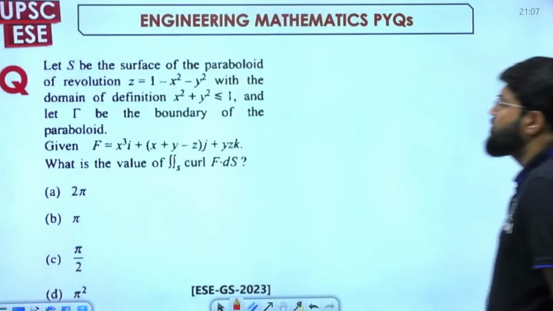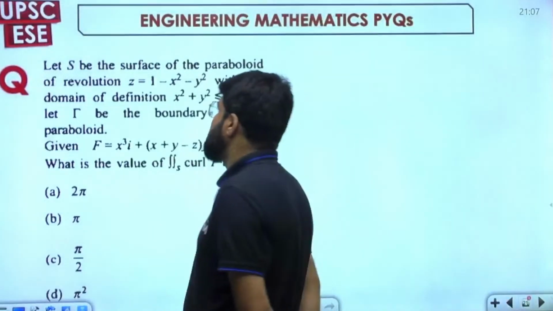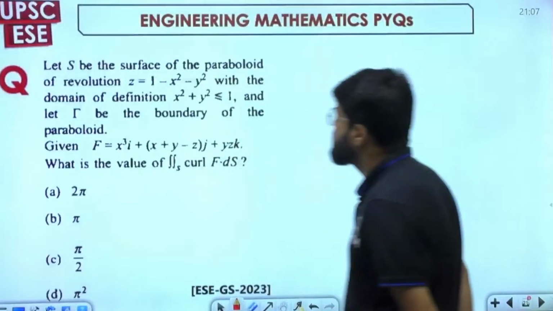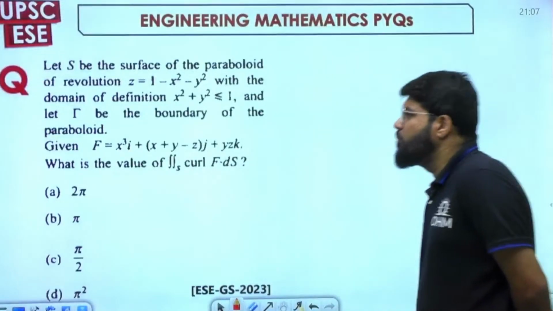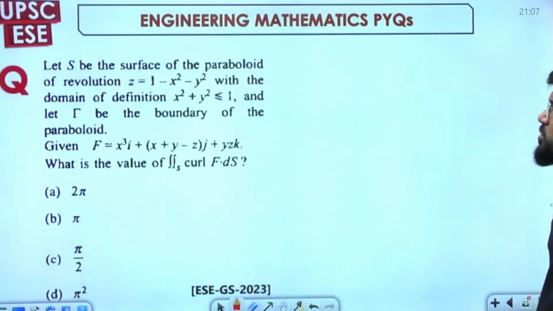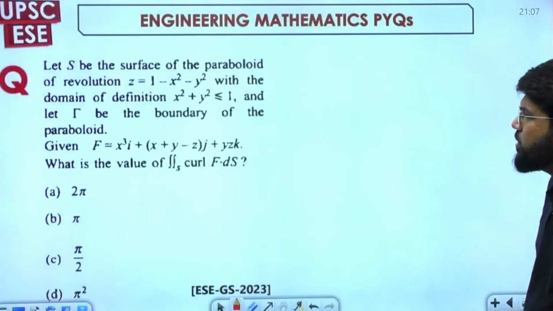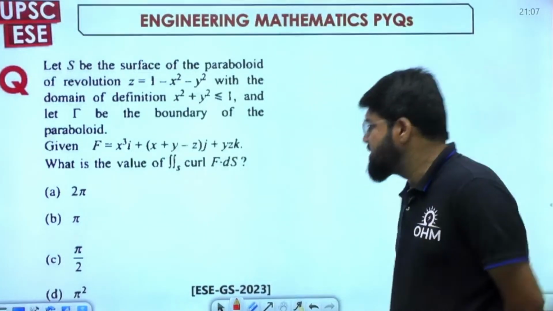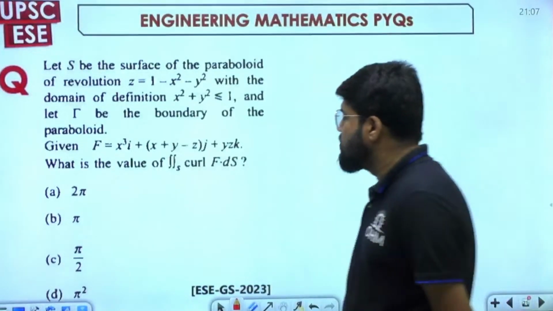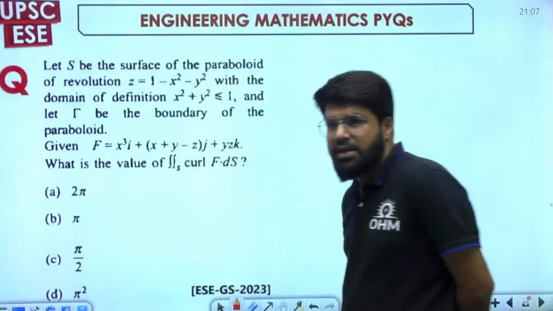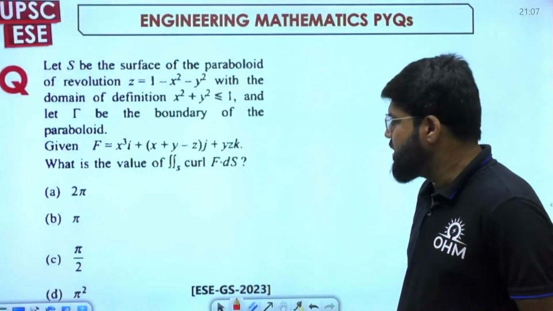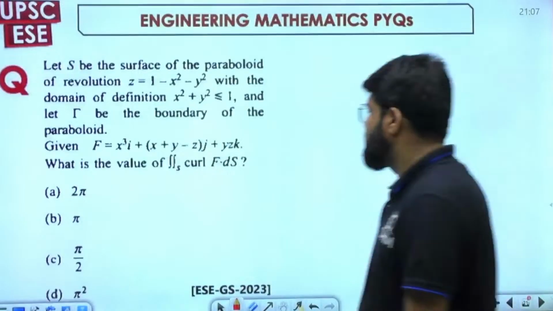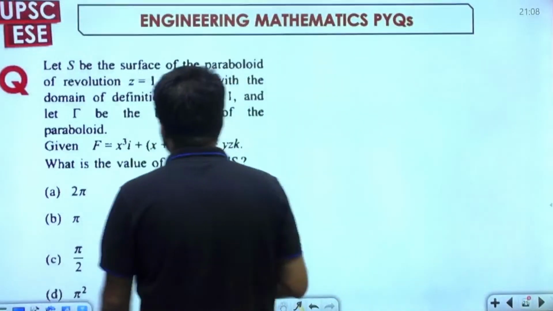Let S be the surface of the paraboloid of revolution z equal to 1 minus x square minus y square with the domain of definition x square plus y square less than or equal to 1, and let tau be the boundary of the paraboloid. Given f equal to x cube i plus (x plus y minus z) j cap plus y z k cap, what is the value of the surface integral of curl f dot ds? What is curl f? That we'll calculate, but where?